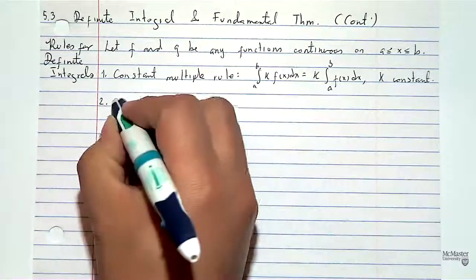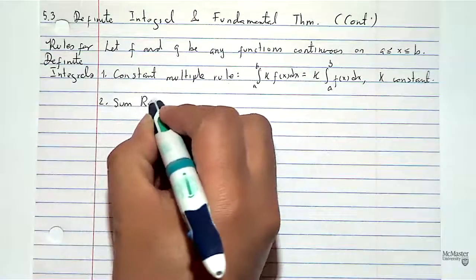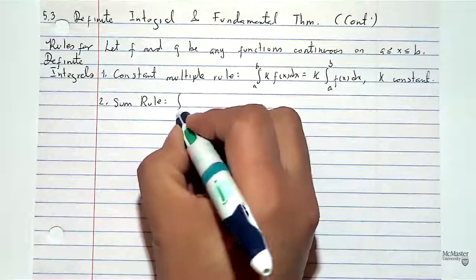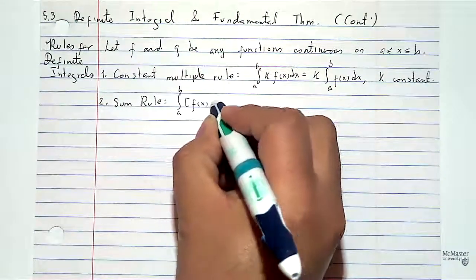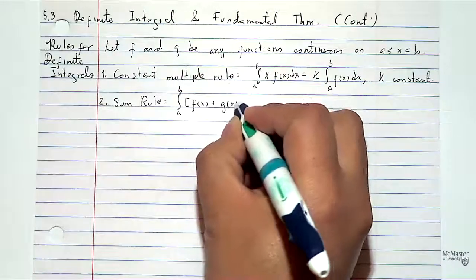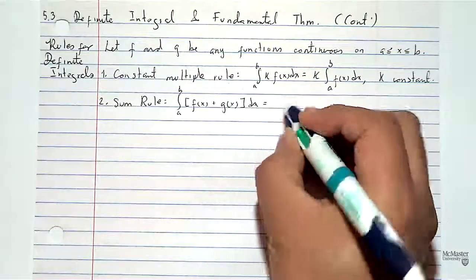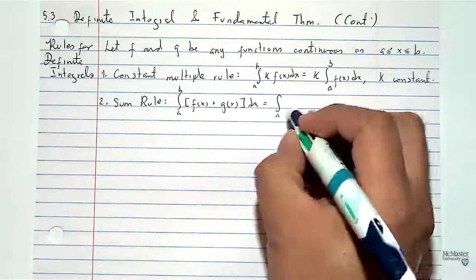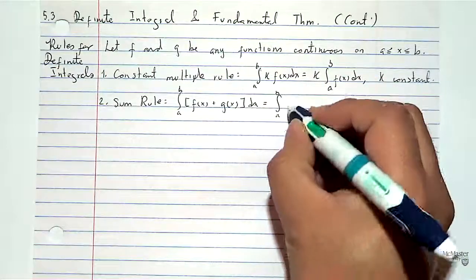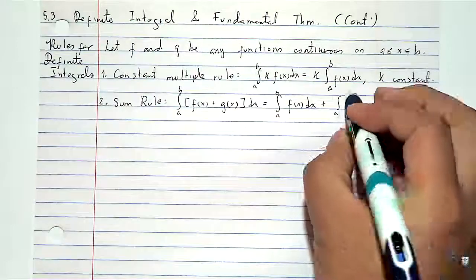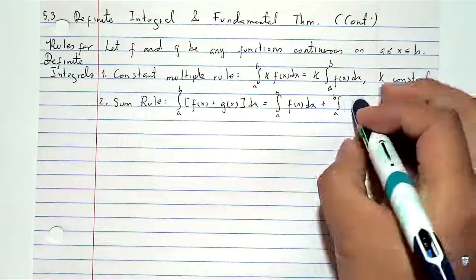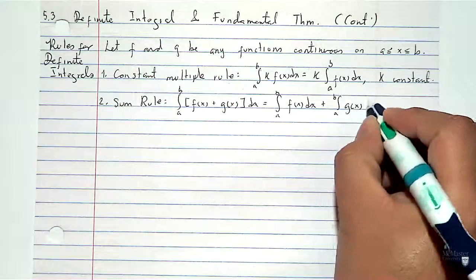The second one is the sum rule, which says that the integral of the sum of these two functions is the sum of the integrals. So the integral from a to b of f of x dx plus the integral from a to b of g of x dx.